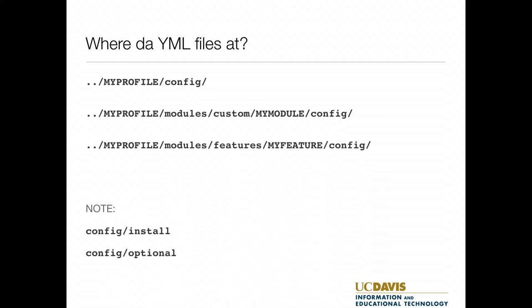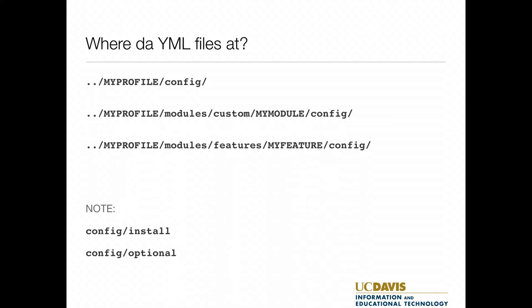But my rule of thumb is try to get as much as you can in install. And then if it blows up, you might have to move something to optional, because there's this sort of dependency hell that you get in with configuration, where you try to install a configuration but the module's not yet installed, then it's not even pretty. It just sort of all explodes and your site just doesn't install.